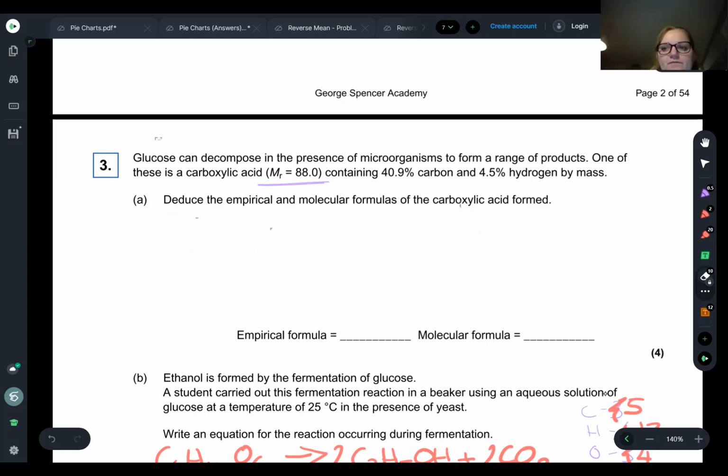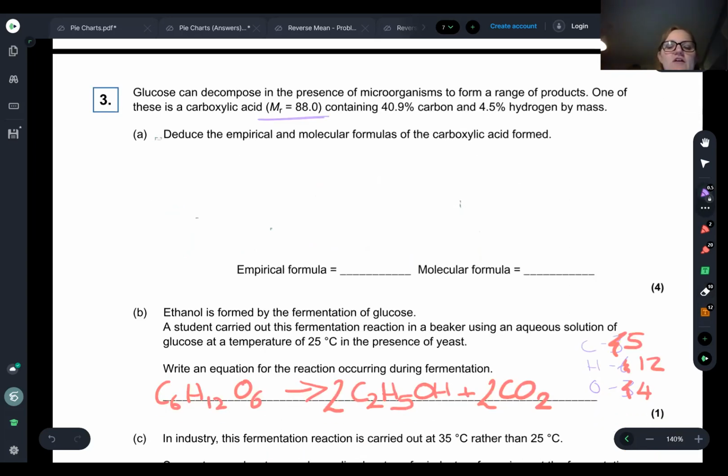So yeah, this question, they sort of throw these ones in all over the place. It's basically glucose can decompose and form a range of products. One of these products is carboxylic acid, and we've given the mass of that, which is 88. It contains 40.9% carbon, 4.5% hydrogen by mass, and it wants us to get the empirical and molecular formulas of the carboxylic acid that's formed.